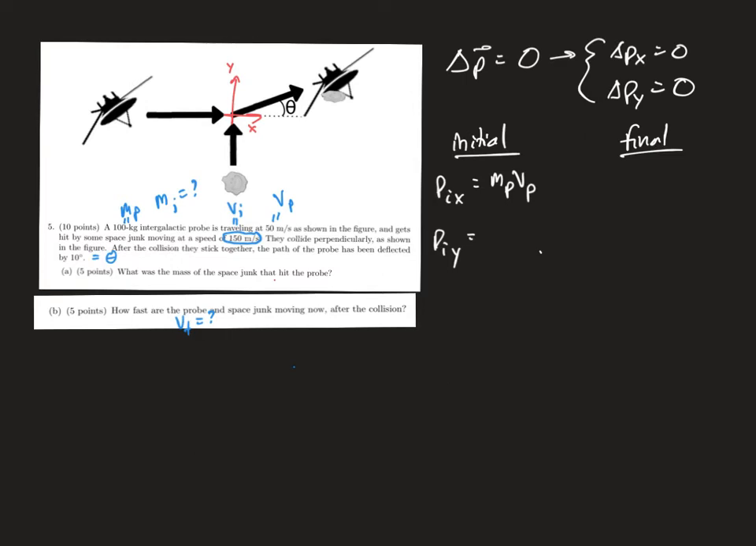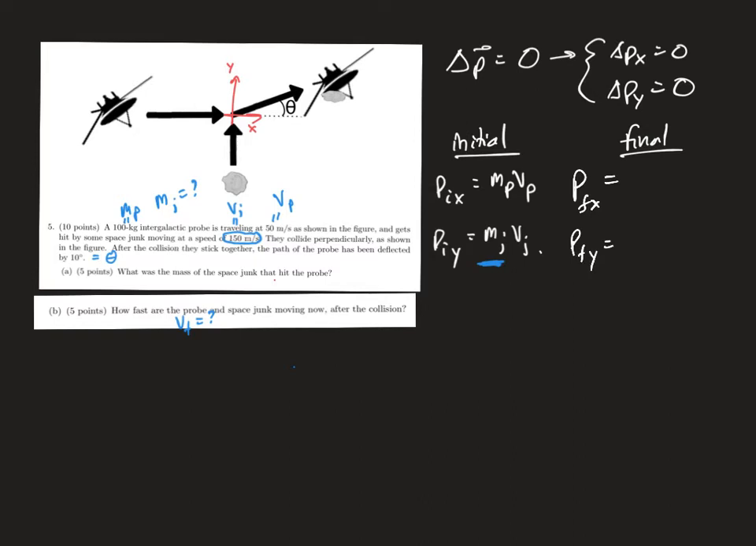I can now enter the initial momentum in the y direction. It's only due to the space junk because the spaceship is only moving in the x direction. So mass of the junk times velocity of the junk. And let's just be totally clear that this is our unknown: one of our unknowns is the mass of the space junk. So same splitting in the final state. We want the momentum final in the x direction, and the momentum final in the y direction.